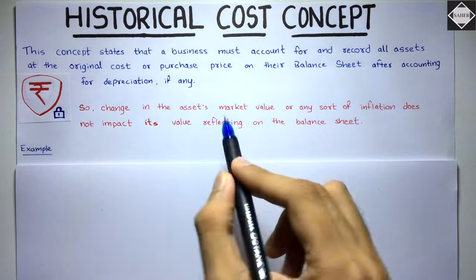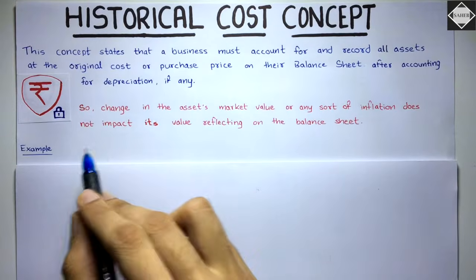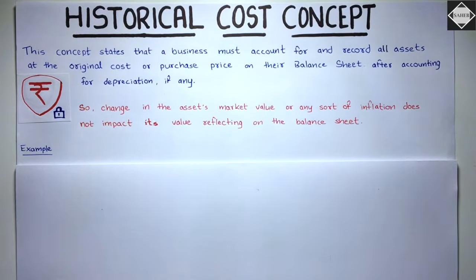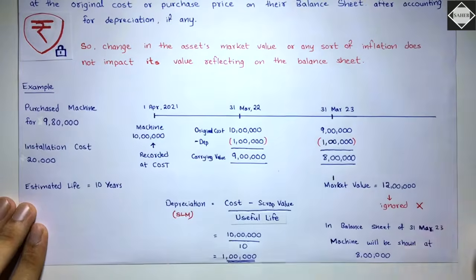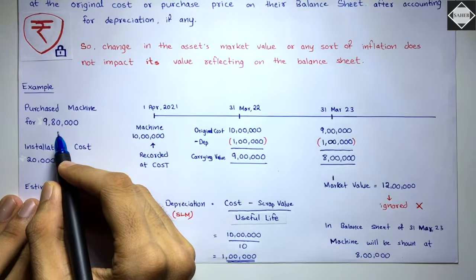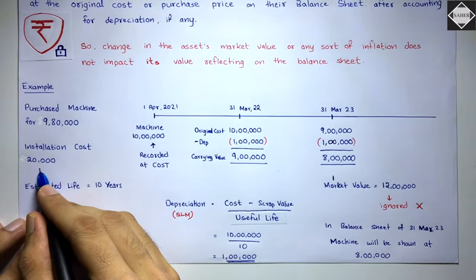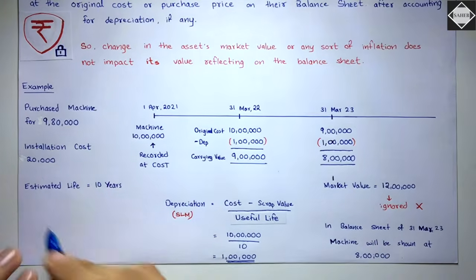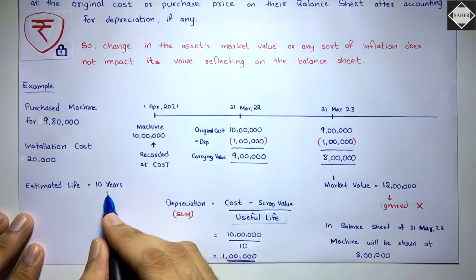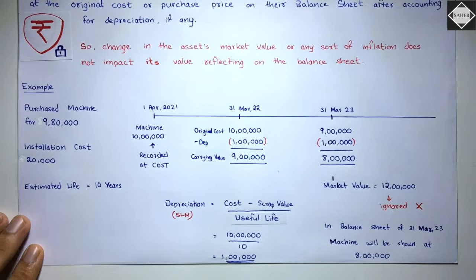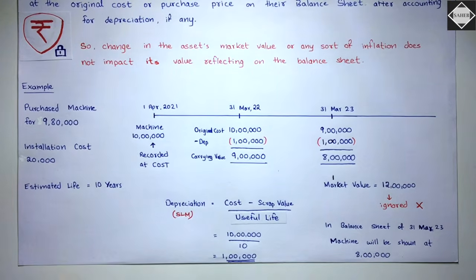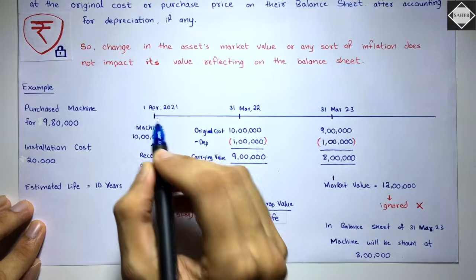Change in the asset's market value or any sort of inflation does not impact its value reflecting on the balance sheet. You will completely ignore the market value in this historical cost concept. So let's take an example to understand this. See here, let's say you have purchased a machine for 9,80,000, that is 980,000, and let's say you paid installation cost of 20,000, and then the estimated useful life of this machinery is 10 years. Okay, so now what will you do? Let's say you purchase this on 1st of April 2021, in the beginning of the financial year.